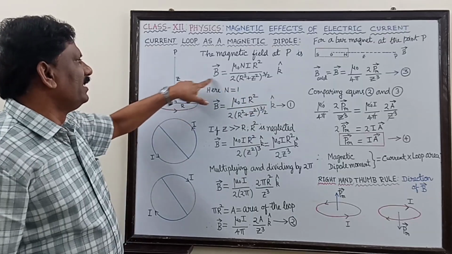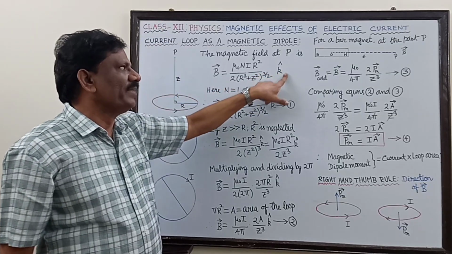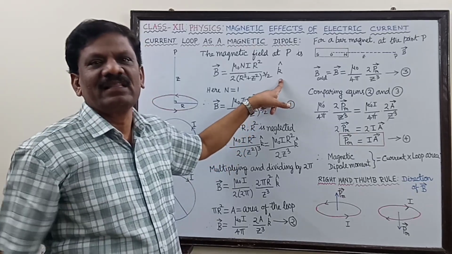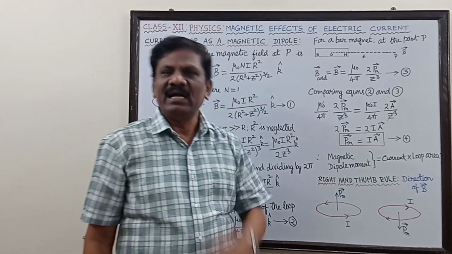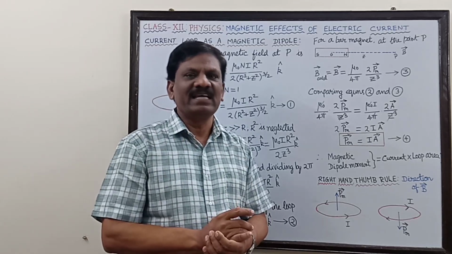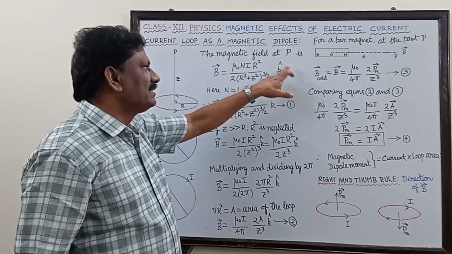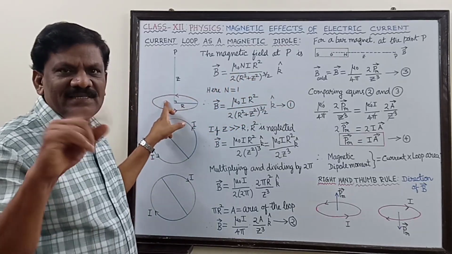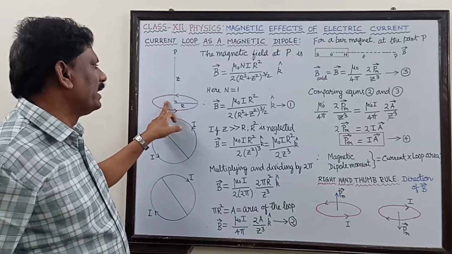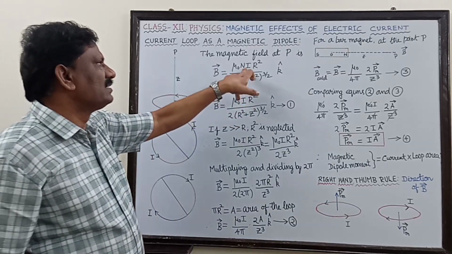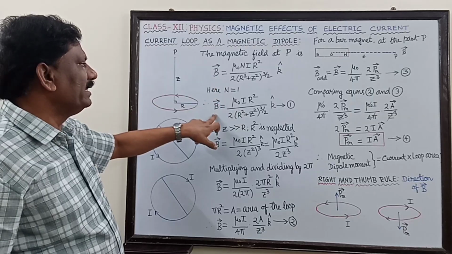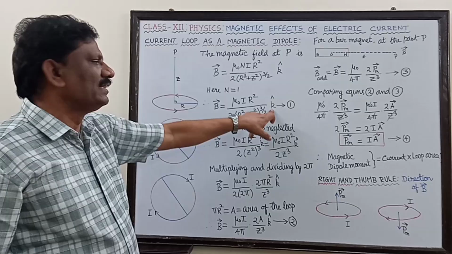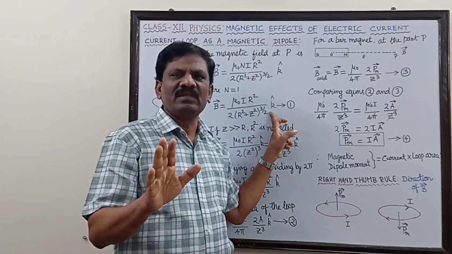Since this field is along the Z axis, the unit vector along the Z axis, k cap, we have written already. If the distance is along the x axis it would have been i cap, for y-axis it is j cap, for z-axis it is k cap. But we have taken a coil of single loop. Number of turns will be equal to 1. So n equal to 1, if you substitute, then B is equal to mu naught I R square by 2 into (R square plus Z square) whole power 3 by 2. I hope you must have understood the first step.